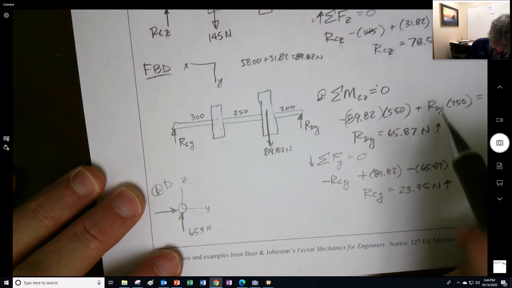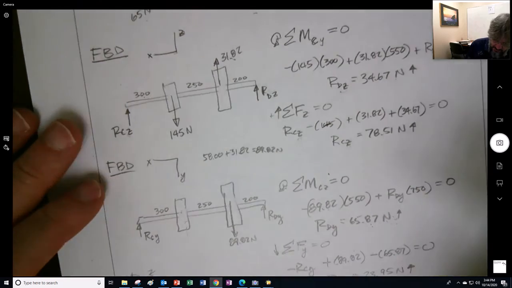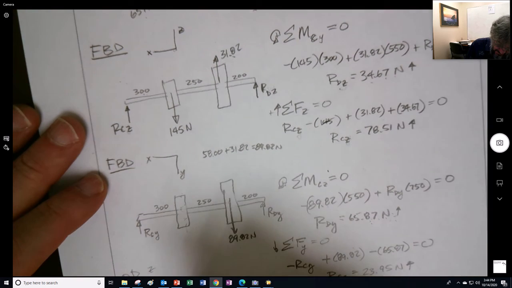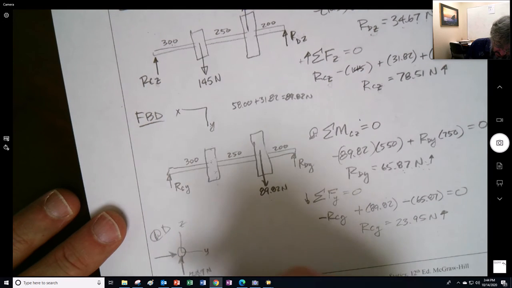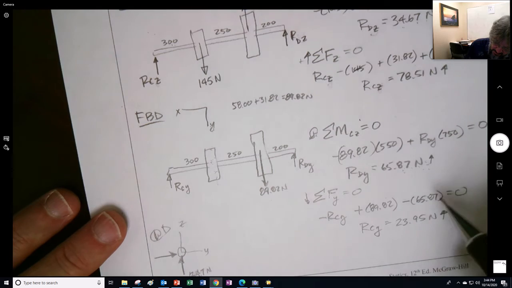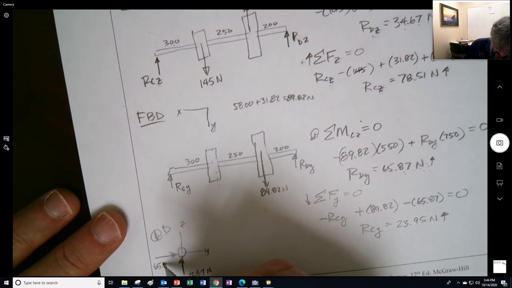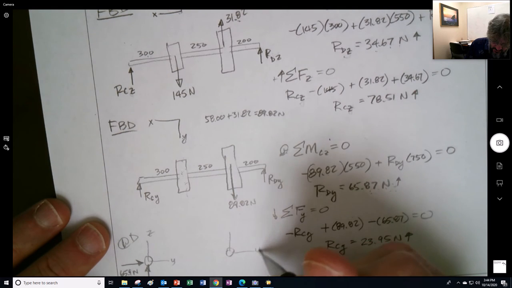Did I do this wrong? Yes, I did do that wrong. Why even bring it up if you're going to do it wrong each time? So this is going to be the 34.7 newtons, and then this is going to be the RDY, 65.9 newtons.